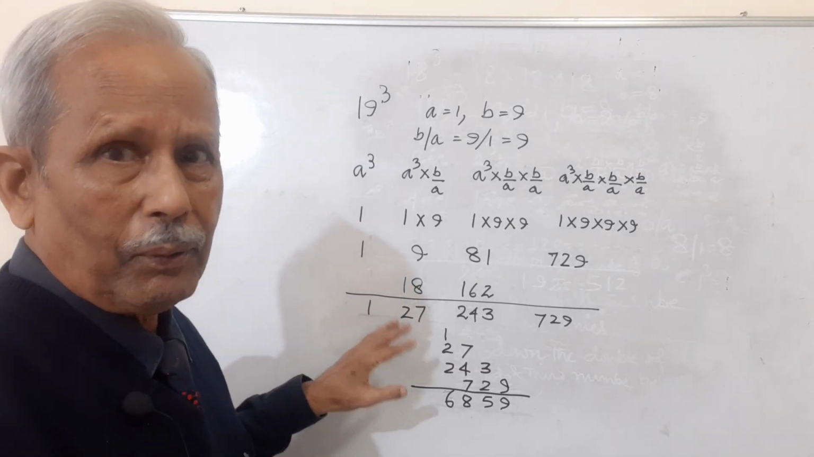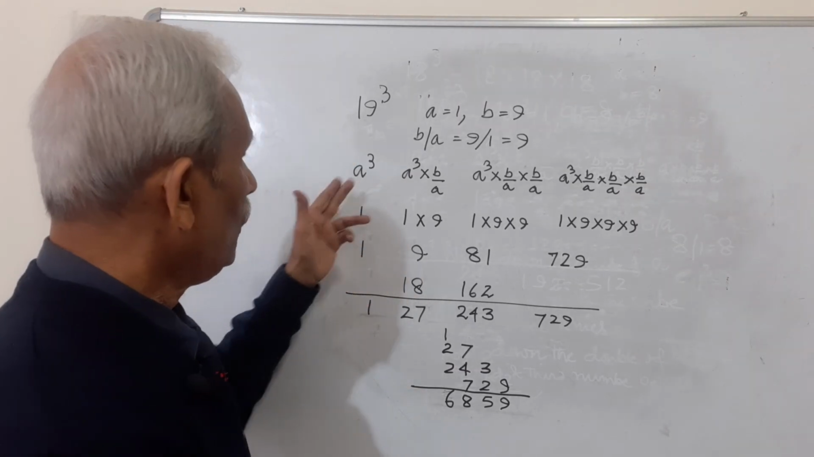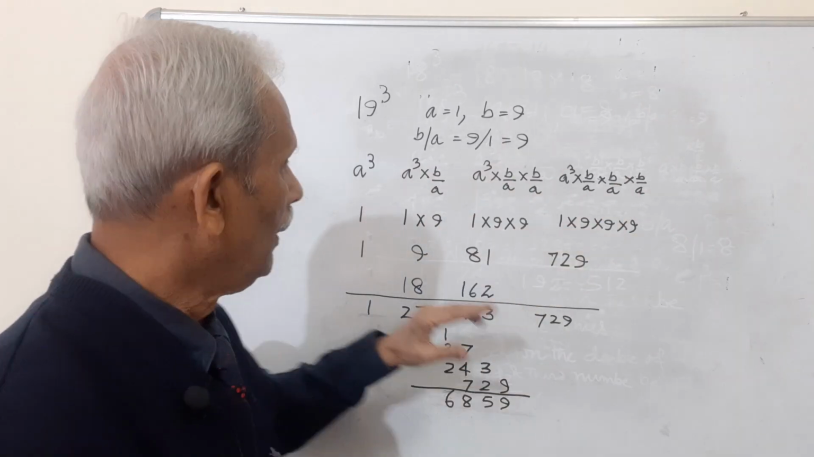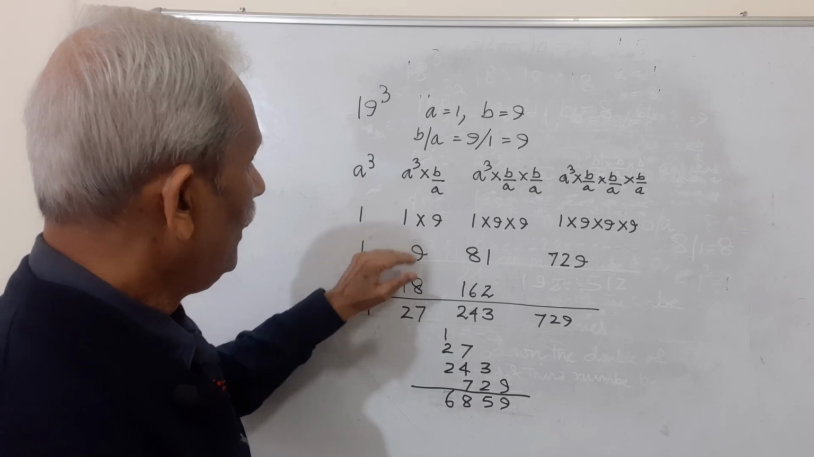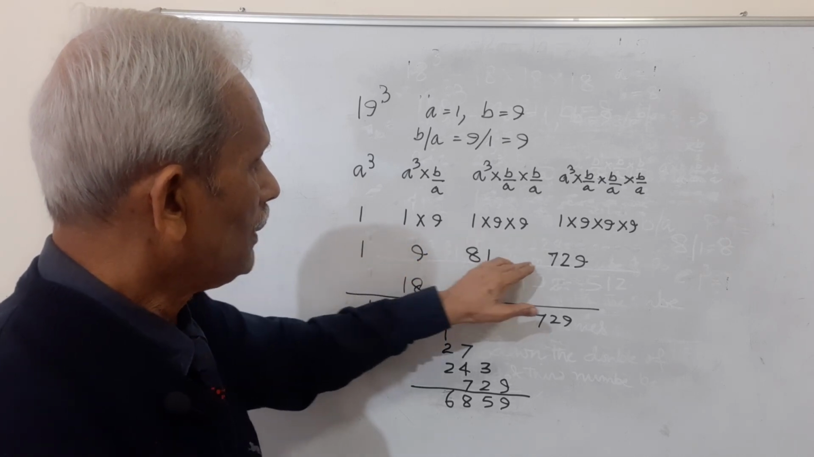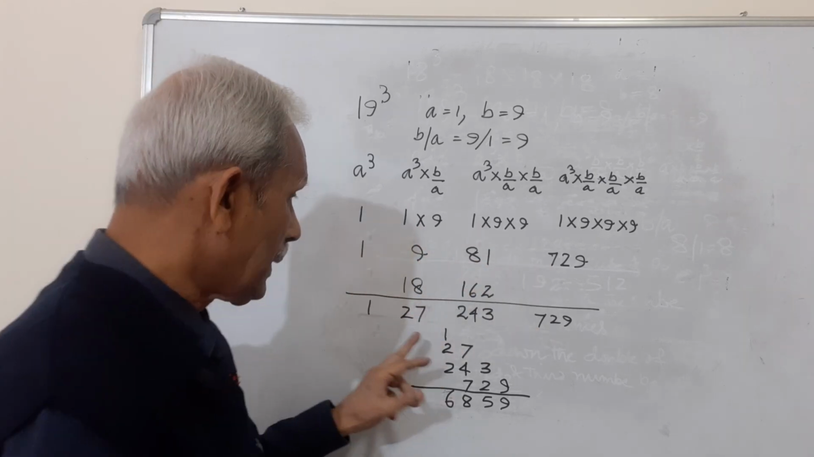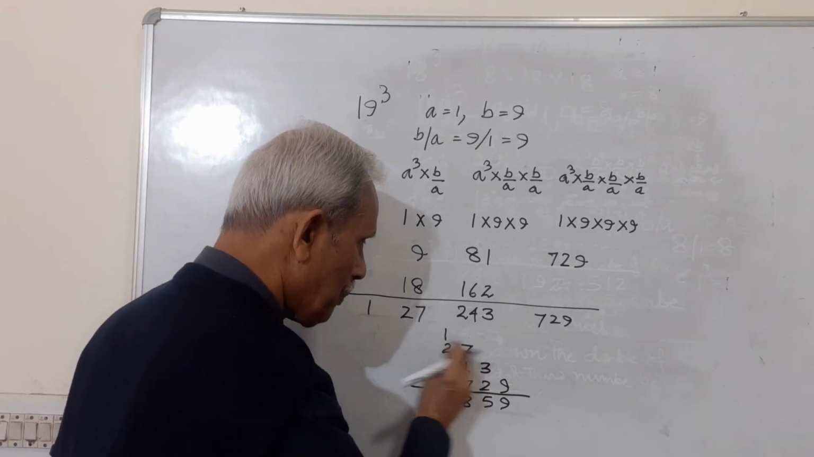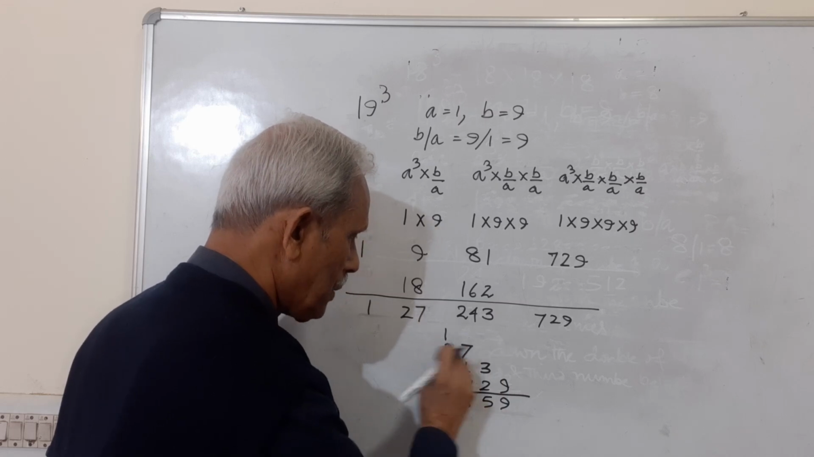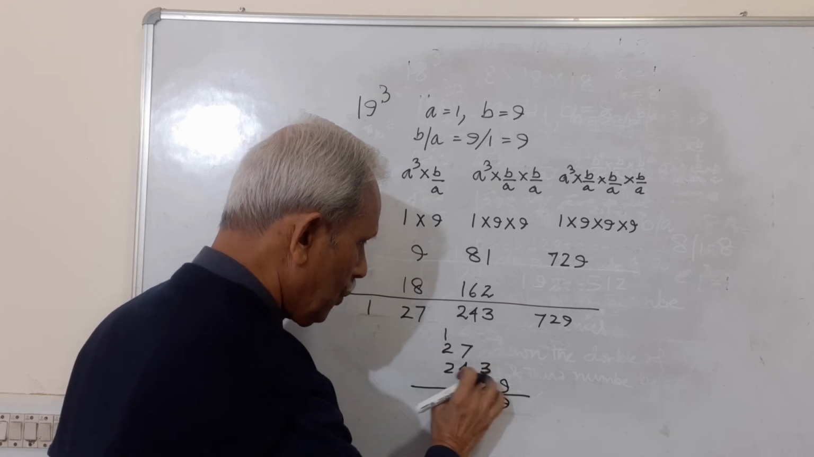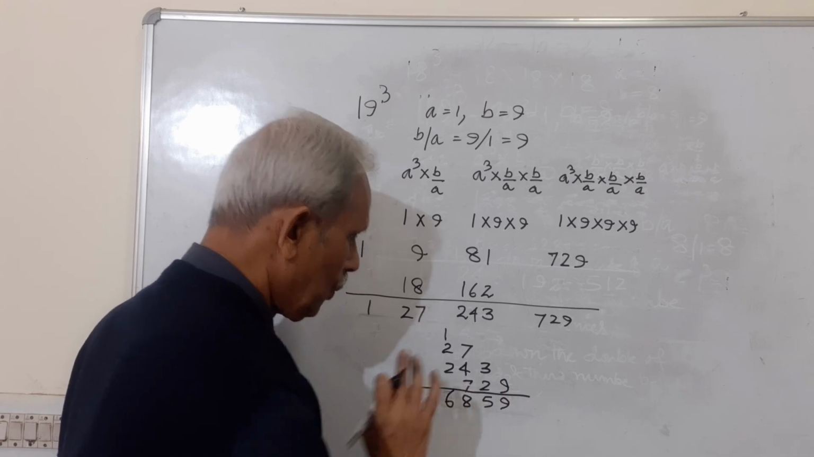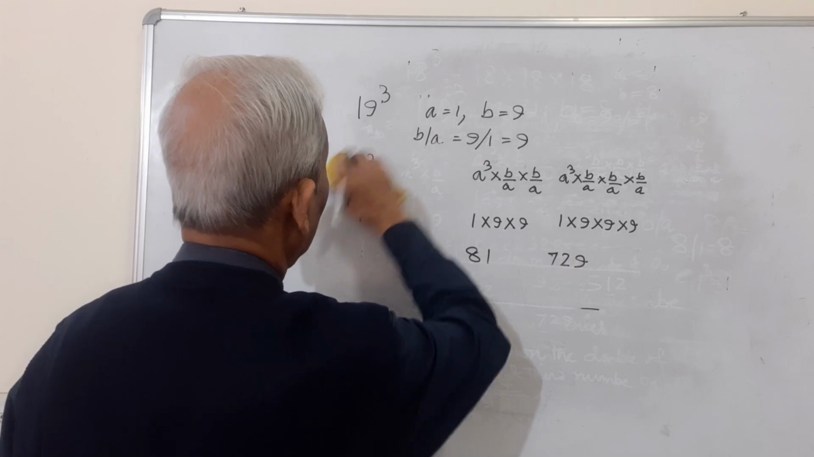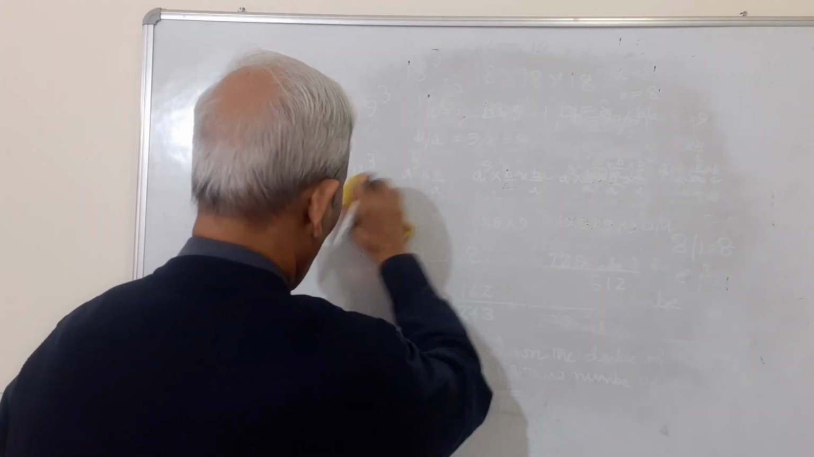I think you understand it now, that we have got the result: a cube, a cube into b by a, a cube into b by a into b by a, 3 times. 9 into 1, 9, 9, 9, 81, 729, adding this and then placing it. Placement is very important, don't make any mistake here. Just put it one space to the right side, shift by one space. Total is 6859. So we have done the cube of 19.